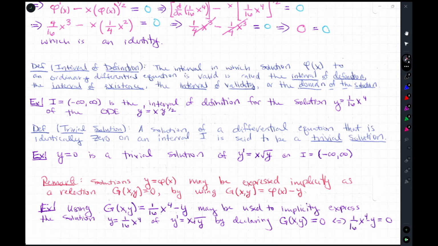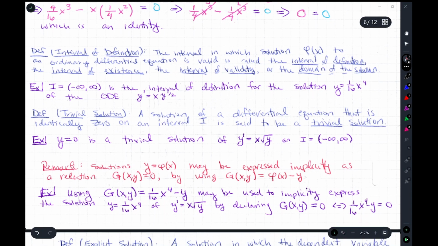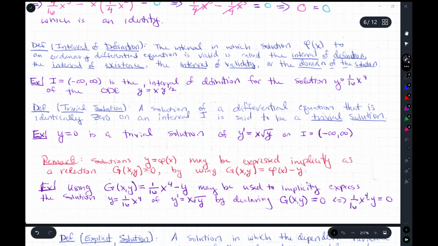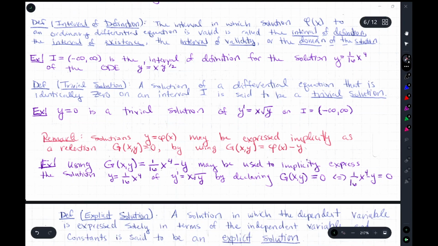And sometimes the trivial solution is actually important, okay, for understanding, for example, systems of equations. So I don't want to downplay it, but if you do have a solution that's identically 0, it is called the trivial solution. So y equals 0, for example, is the trivial solution.